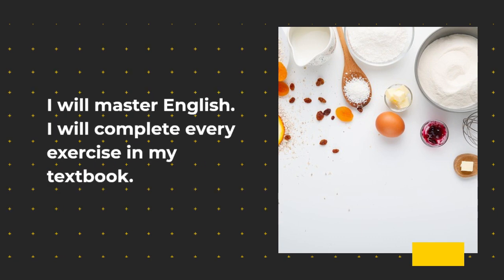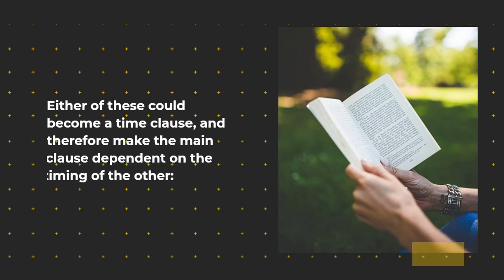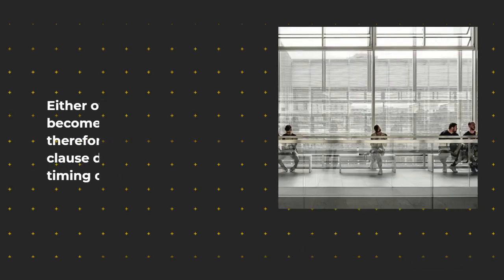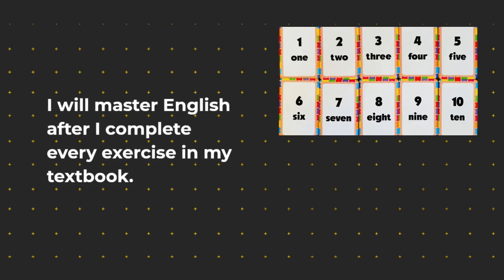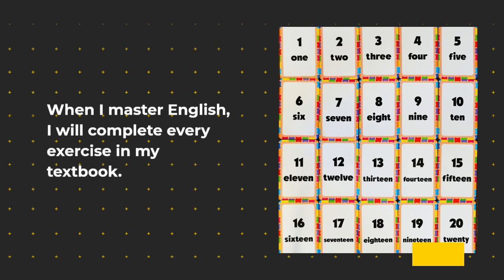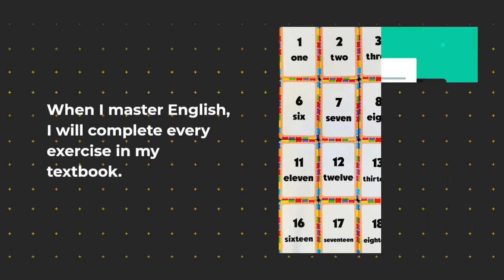I will master English. I will complete every exercise in my textbook. Either of these could become a time clause, and therefore make the main clause dependent on the timing of the other. I will master English after I complete every exercise in my textbook. When I master English, I will complete every exercise in my textbook.